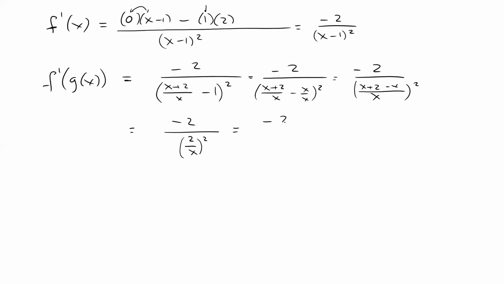I think I have this on my hands. How did we get all that stuff on the bottom? We plugged in the g of x for x, which was x plus 2 over x. f of x is 2 over x minus 1, but instead of using x, we put in x plus 2 over x, which is the g function.